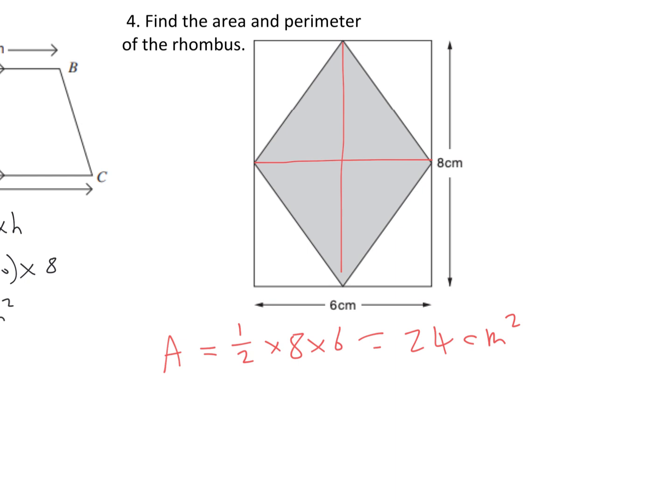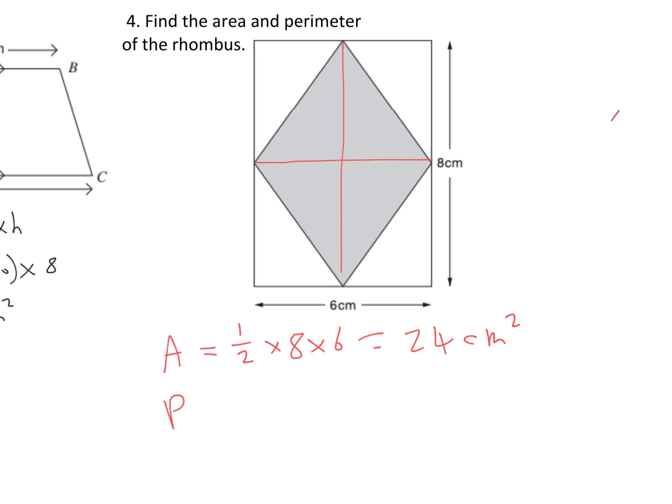So 24 centimetres squared. Another way you could do it is to look at finding the areas of the triangles. The triangle having a base of 6 and a height of 4. And find the area of that triangle and then double it because you need 2 triangles. The perimeter is a different story. We don't know the slant, the diagonals here. So we're going to have to find them out. How could we do that?